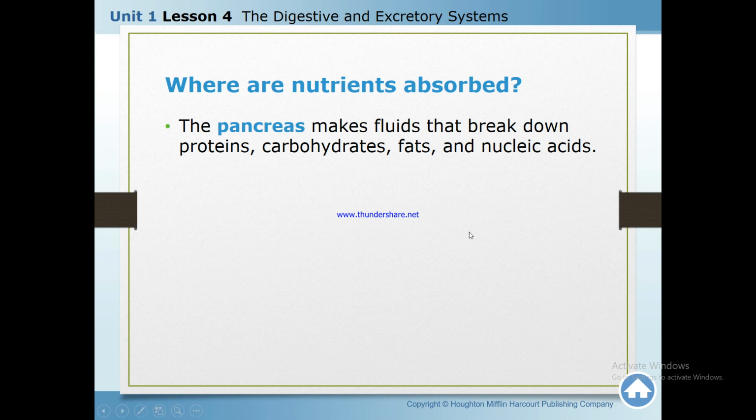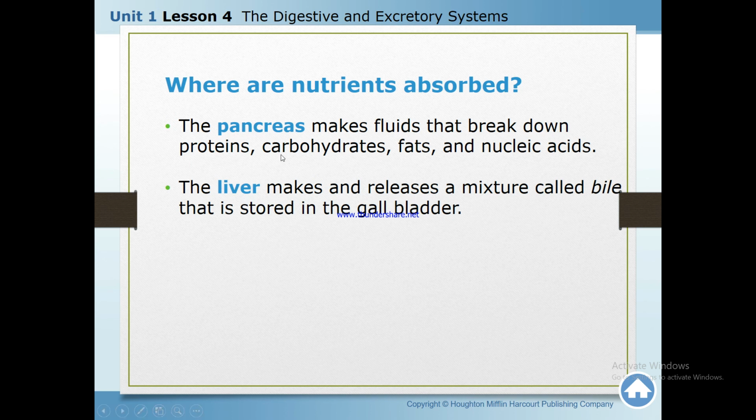The pancreas makes fluid that breaks down proteins, carbohydrates, fats, and nucleic acids. These are breaking the bigger things: proteins, carbohydrates, fats. And the liver releases a mixture called bile, what I was talking about, the bile juice that is stored in the gallbladder. You don't need to know about the gallbladder right now.